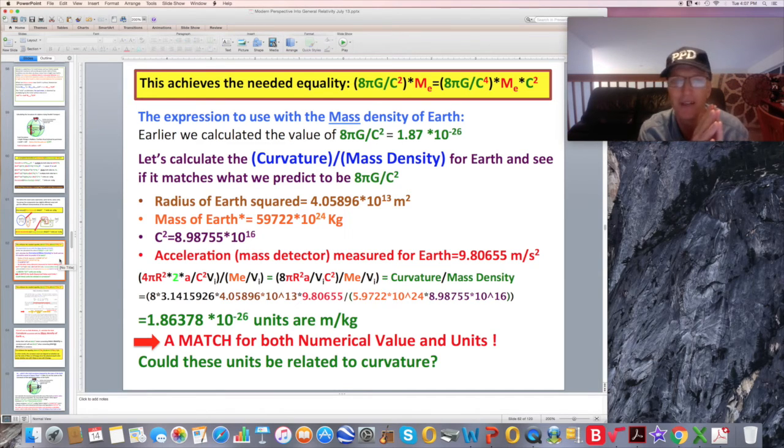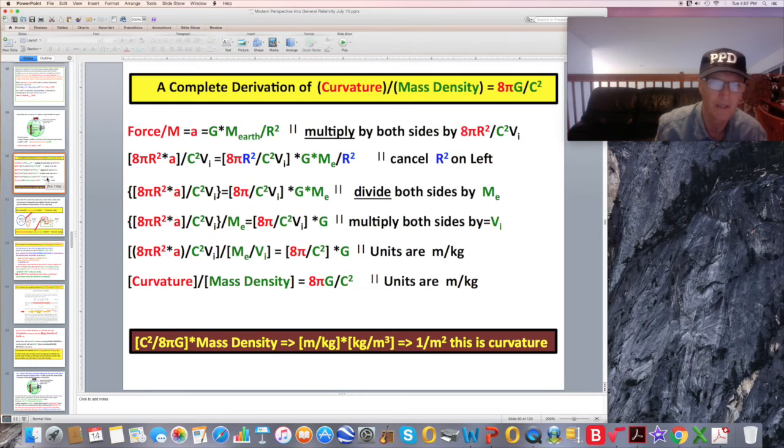We're actually going to calculate it. I don't like saying 8 pi g over c squared, constant, look up the constants, put them in there, get the answer. No. What I'm going to do is use parameters that are applicable to the Earth and measurable on the Earth, which we already did. We derived the whole thing, the curvature expression. Let me go back and see if I can find that. Yeah, here we go. Complete derivation of the curvature divided by the mass density equals blah.